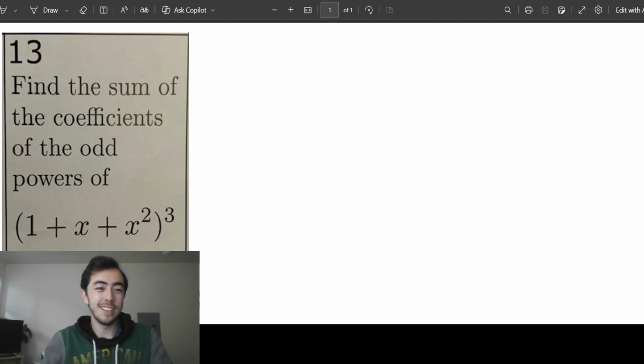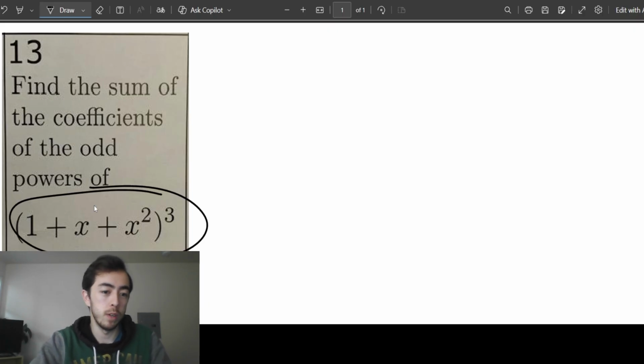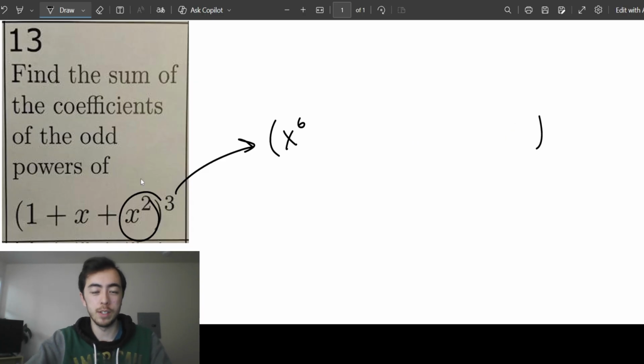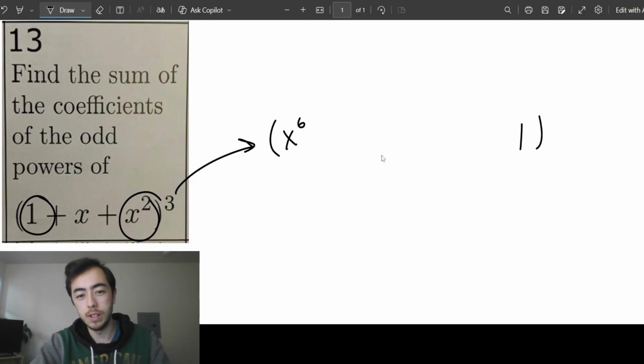So we need to find the sum of the coefficients of the odd powers of this expression here. Looks like we have some kind of quadratic, 1 plus x squared, and then we're cubing that. So the idea here is that if we just multiply all this out, we're going to get some kind of degree 6 polynomial. I can see that we're going to have x squared times x squared times x squared as our leading term, and then 1 times 1 times 1 as our last term here.